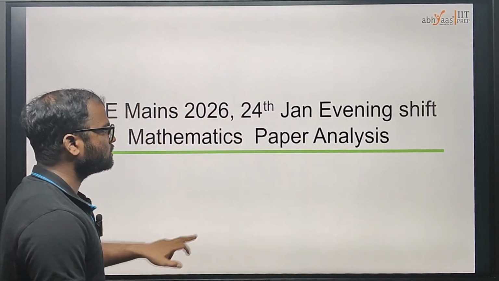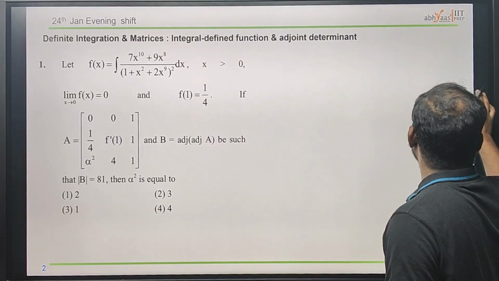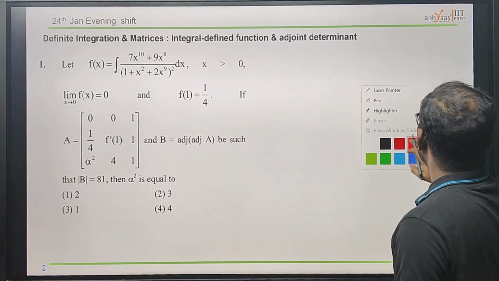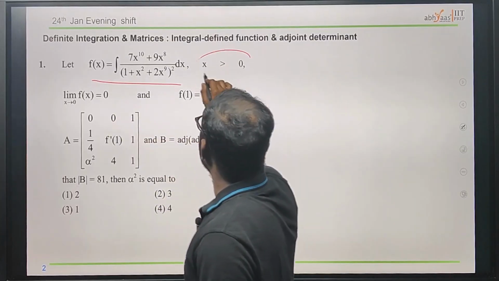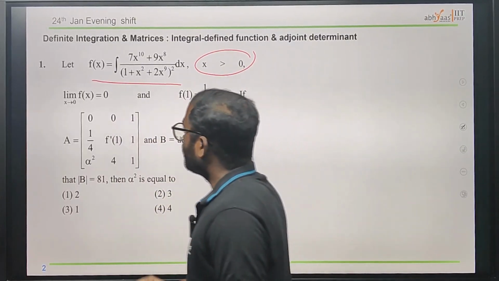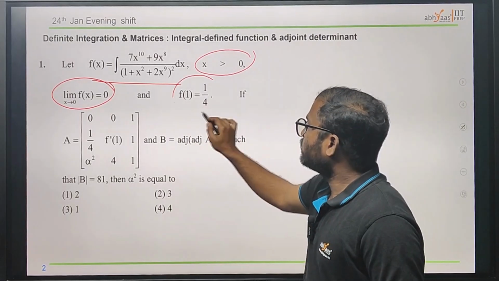In this video, we will discuss the JEE Mains 2026 24th evening shift paper. Okay, let's get started. Firstly, if you observe, we have a definite integration given, where x is greater than 0. Also given is the limit as x tends to 0 of f of x is equal to 0, and f of 1 is equal to 1 by 4.